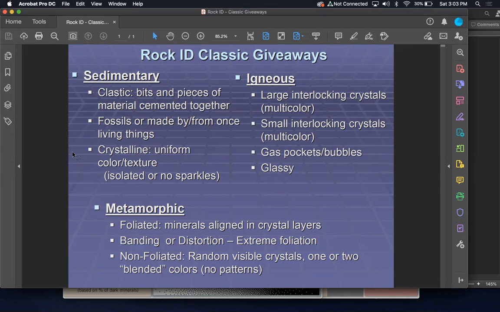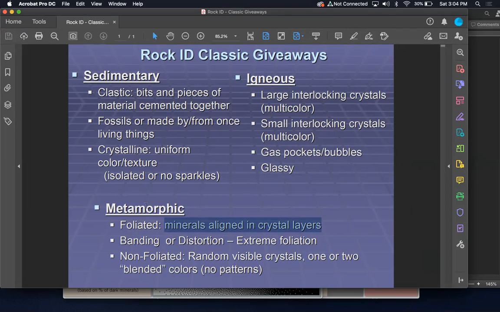I'm distracted by this crystalline uniform color texture, but again, the layering takes precedence over that paper thin layering. So we'll talk about that. I don't see large or small interlocking crystals, gas pockets, and it's not glassy, shiny, or reflective of light. So we're not going to look at that. That really brings us down to either, if you were still hung up on this, it could be a crystal and sedimentary rock, or when you see these minerals align in crystal layers, that's what I'm talking about. That's the paper thin layering that we saw.